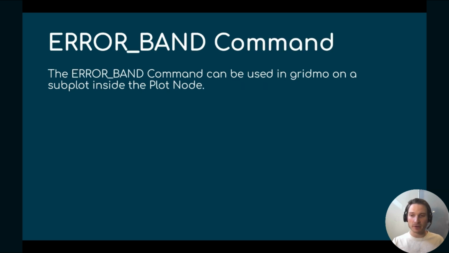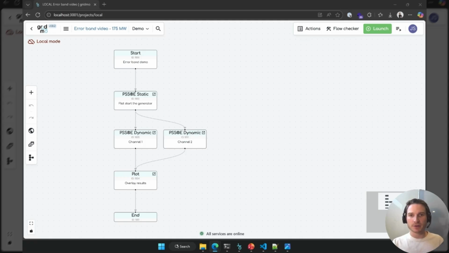So let's look at the error band command inside of Gridmo. In this example, I'm comparing the results of 2 different QREF steps. For the purposes of this demo, both channels are coming from 2 different generic PSSE models, but the same demo could be extended to comparing any 2 channels.